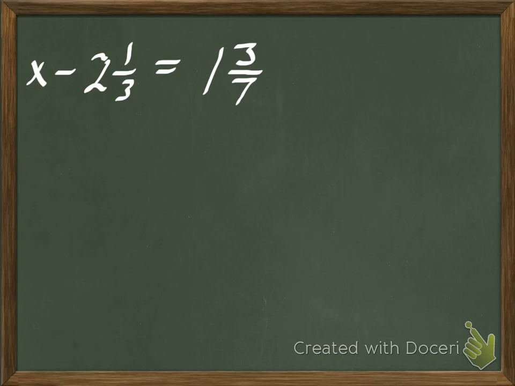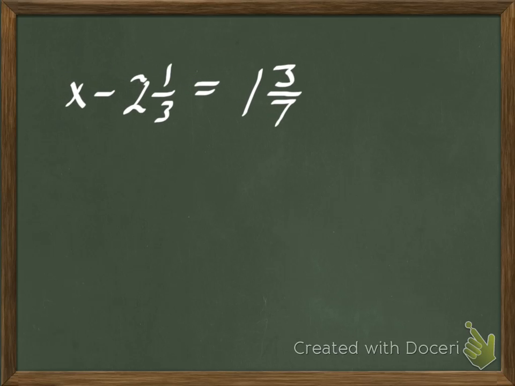3/7. This will be a little bit more challenging. Okay, and let's move this over a little bit so we've got a little bit more room here. All right. You ready? So what do I have to do to both sides? Subtract 2 and 1/3 from both sides.